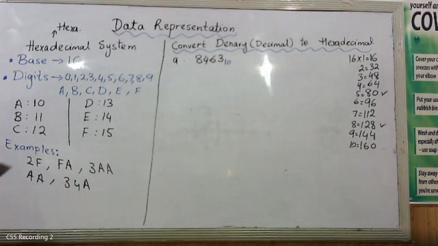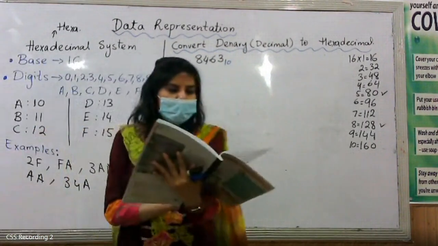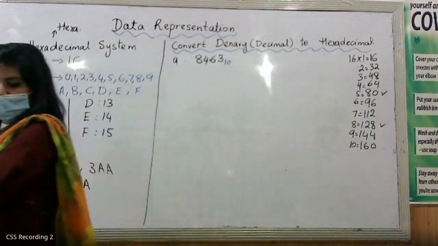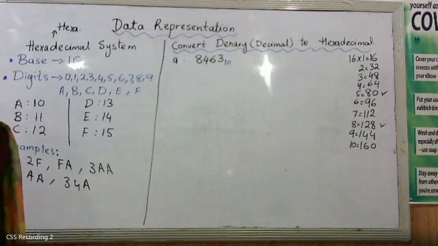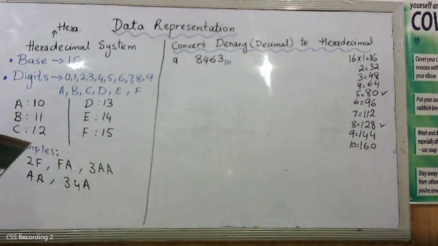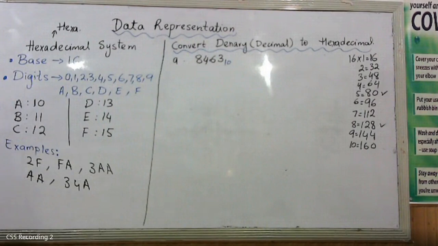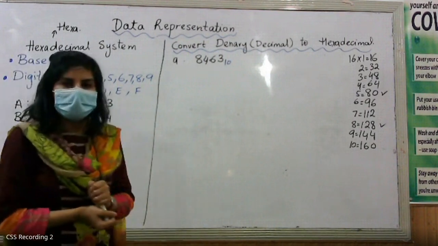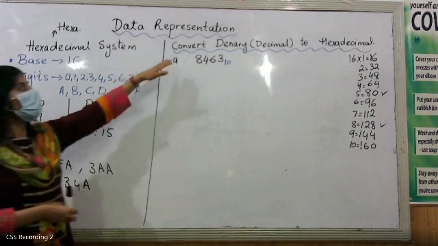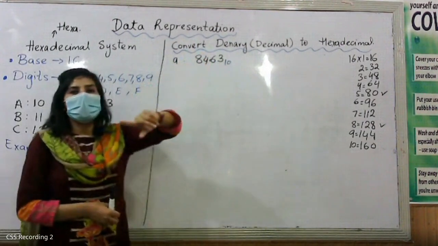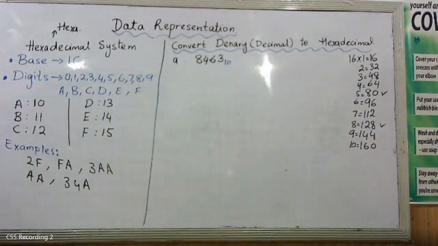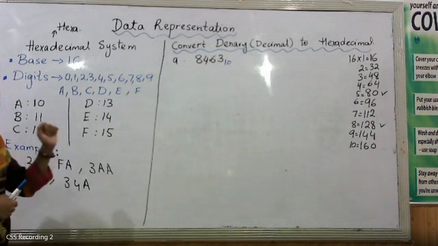Okay students, kindly open your books. Page number 10. Here is the topic: converting from hexadecimal to denary and from denary to hexadecimal. In the previous lesson, we discussed how to convert a hexadecimal number to a denary number. Our topic today is how to convert a denary number to a hexadecimal number. On page number 11, there is the procedure we are going to discuss in the class, right?